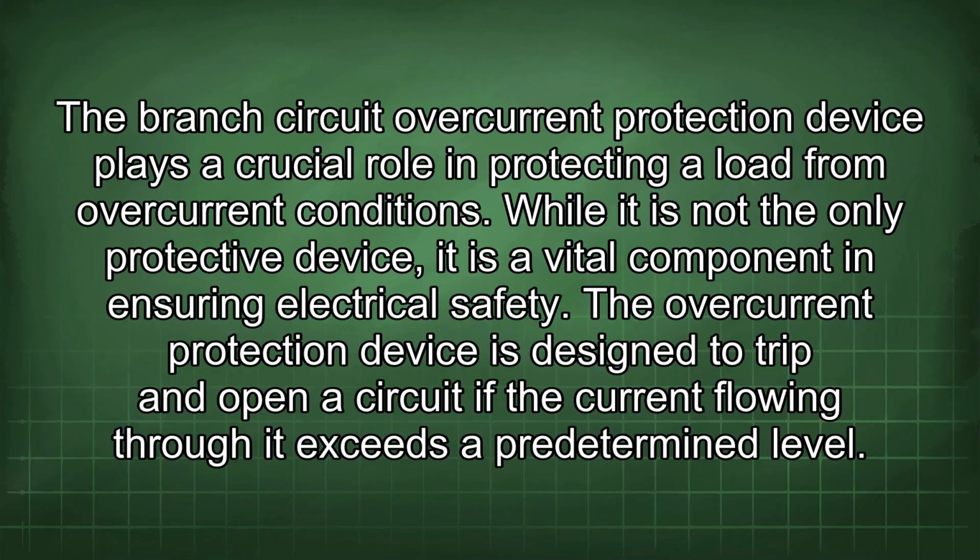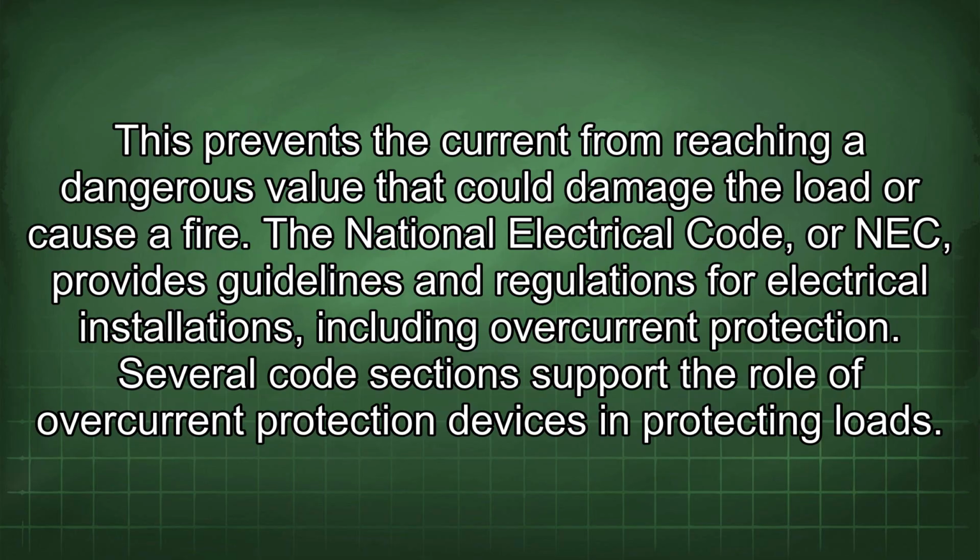The branch circuit overcurrent protection device plays a crucial role in protecting a load from overcurrent conditions. While it is not the only protective device, it is a vital component in ensuring electrical safety. The overcurrent protection device is designed to trip and open a circuit if the current flowing through it exceeds a predetermined level. This prevents the current from reaching a dangerous value that could damage the load or cause a fire.